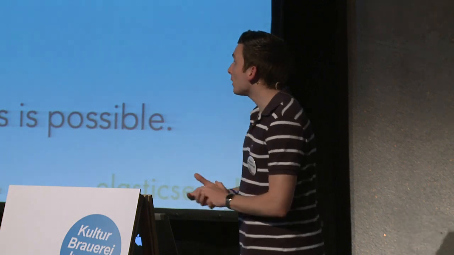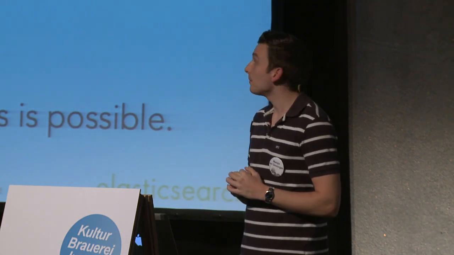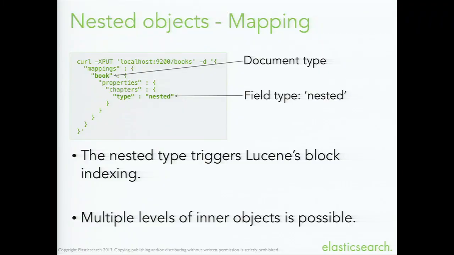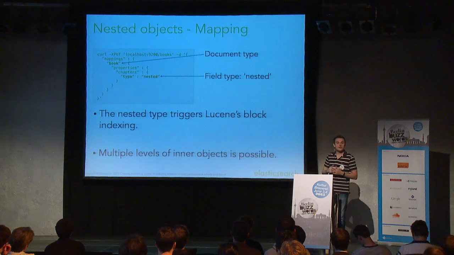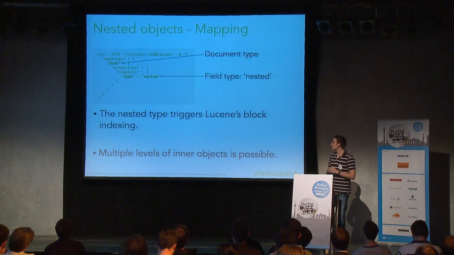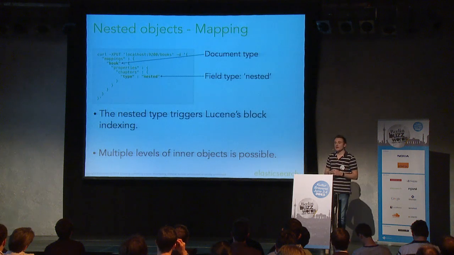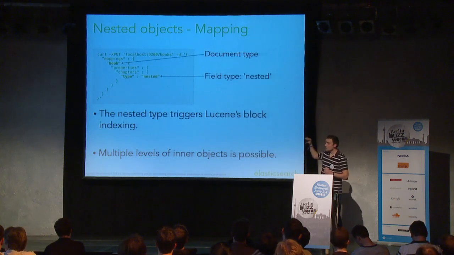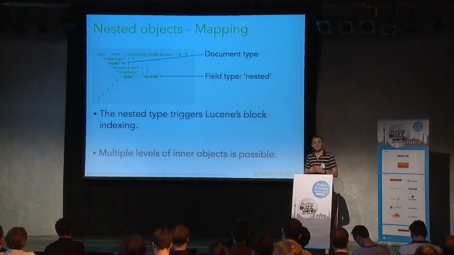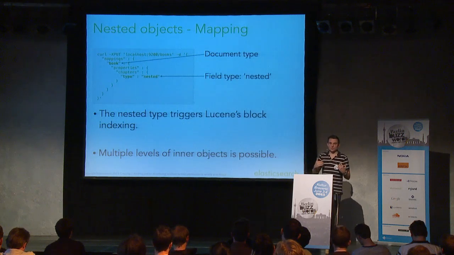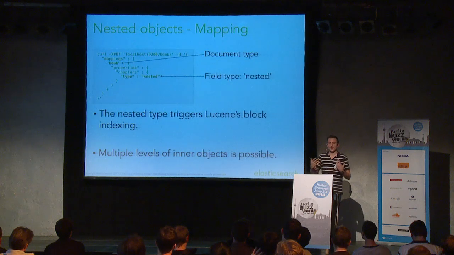To overcome this problem, in ElasticSearch, you can use the nested field type. Like when we created the products index, in this case we create a books index, and we associate the mapping book with the property chapter, which is of type nested. And nested triggers a special way of indexing documents into Lucene called block indexing. By the way, it's also possible to have multiple levels of nested field types. Just like with the child type, you can also have a hierarchy in this case.